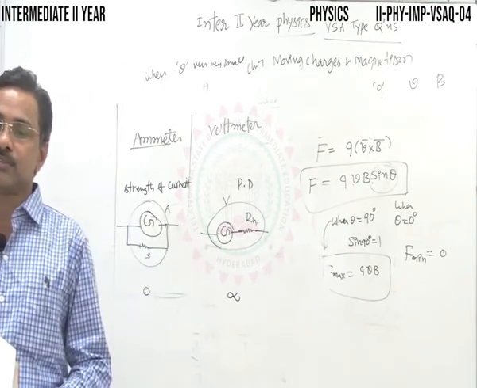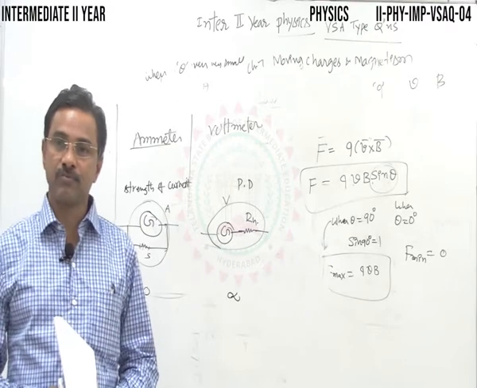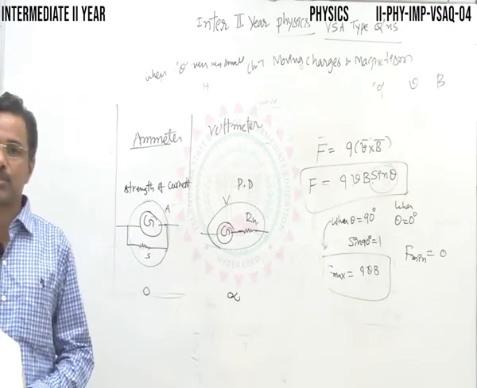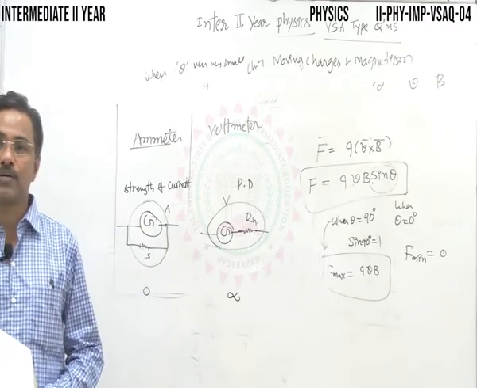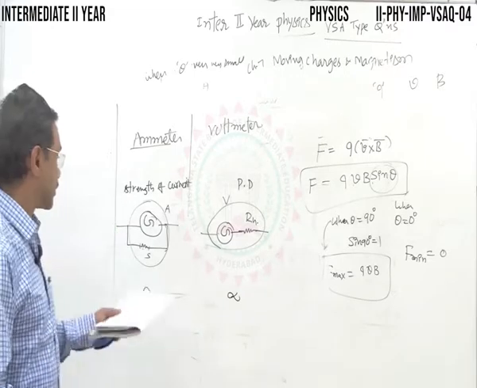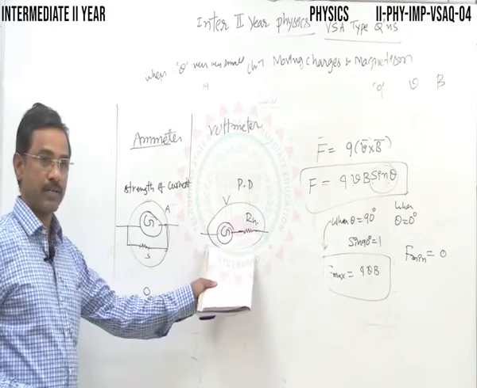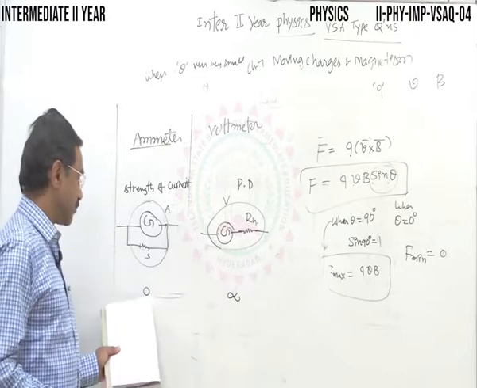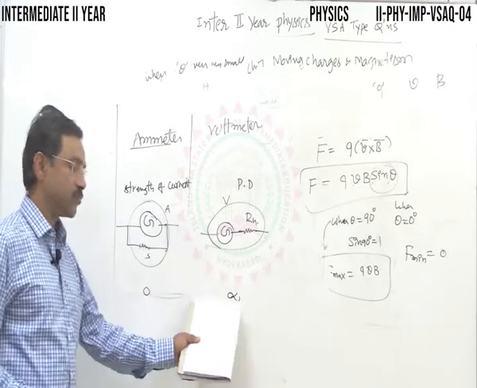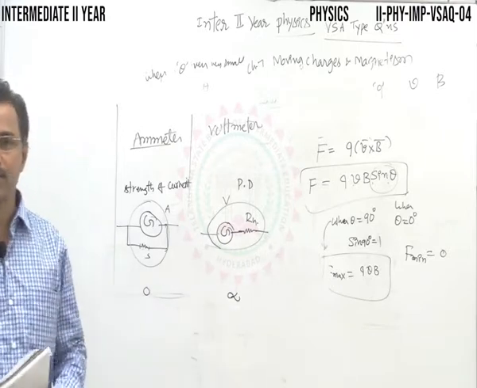Ammeter is a device used to measure the strength of current. Voltmeter is a device used to measure potential difference across any 2 points. So ammeter is connected in series, voltmeter is connected in parallel. Ideal ammeter will have zero resistance, ideal voltmeter will have infinite resistance.